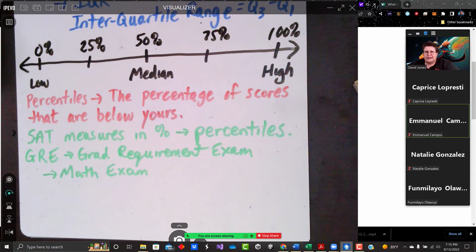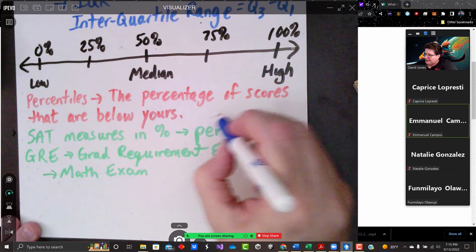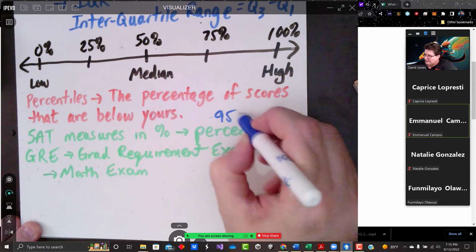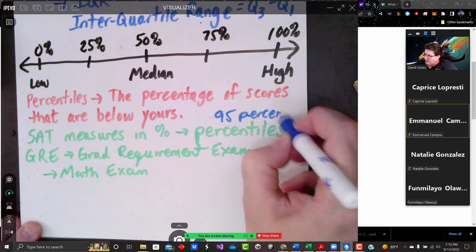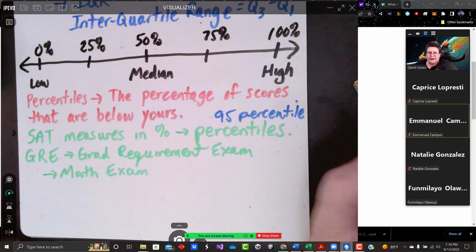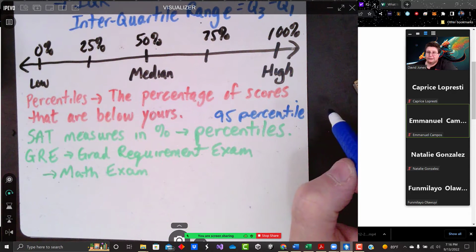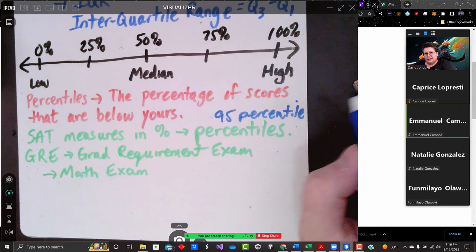Guess what my percentile was? Let me give you an example on the SAT of what a good score is. If you are in the 95th percentile, what it means is 95% of the people did worse than you, only 5% did better. So if you get like a 99 on the SAT, you're in the top 1% of the people that take the SAT.